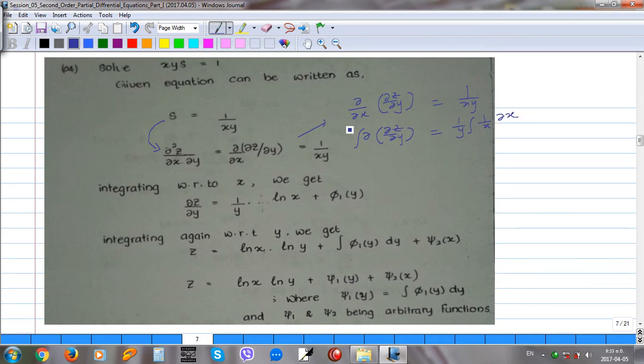So you are going to integrate with respect to x, then 1 over y can be taken out, and ∂z over ∂y is there. 1 over x integrates to ln x plus a constant that is a function of y, that is phi 1 y, okay, right? Because you integrate with respect to x, the constant comes as a function of y.